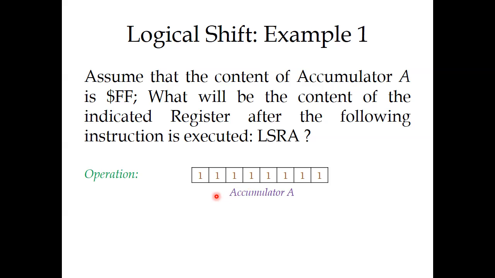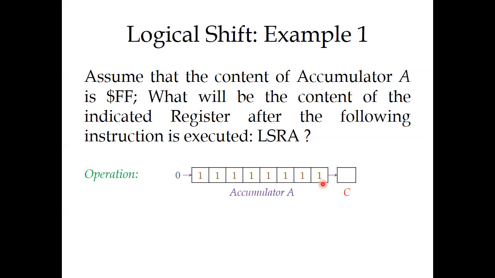First of all, this is given, right? So basically we have FF. Now FF means what? 8 ones, right? All ones. So we have all ones in accumulator A at the beginning. Okay. Now once we have the operation done, what happens? You are about to push a 0 from the left side, and then the very rightmost bit that you have should go to the carry.